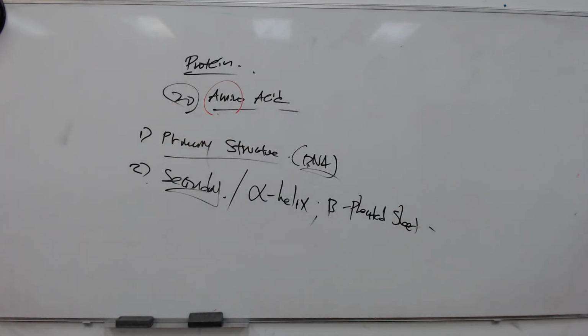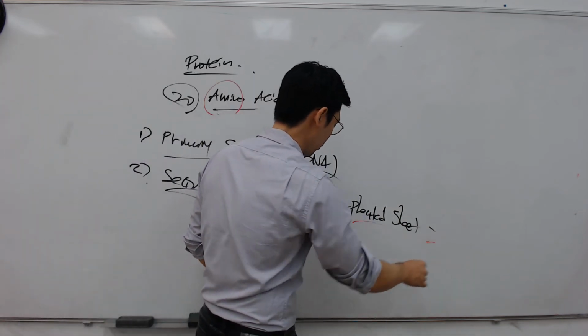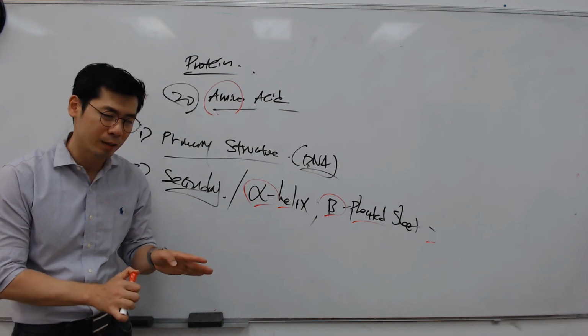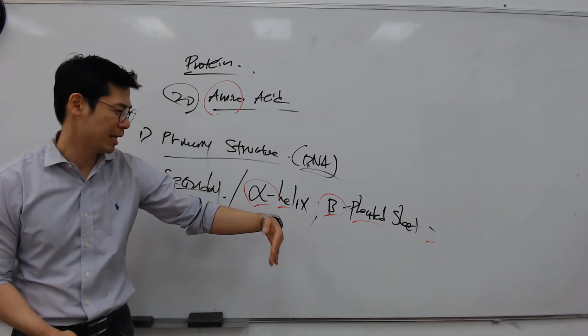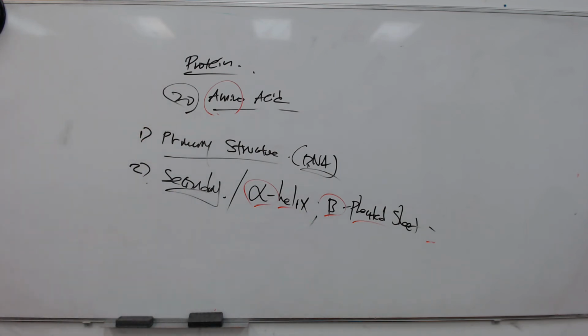Why is it called alpha and beta, guys? Because this one was found first, this one was found second. There's no meaning of the alpha and beta. It's just how it is. They found one first, the other second. So what is an alpha helix, and what is a beta sheet?